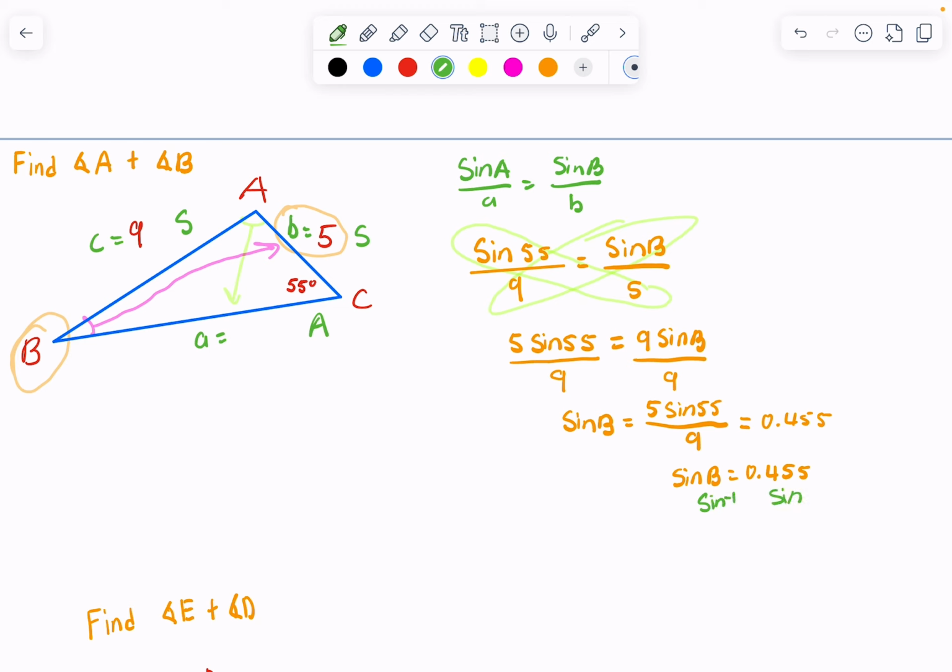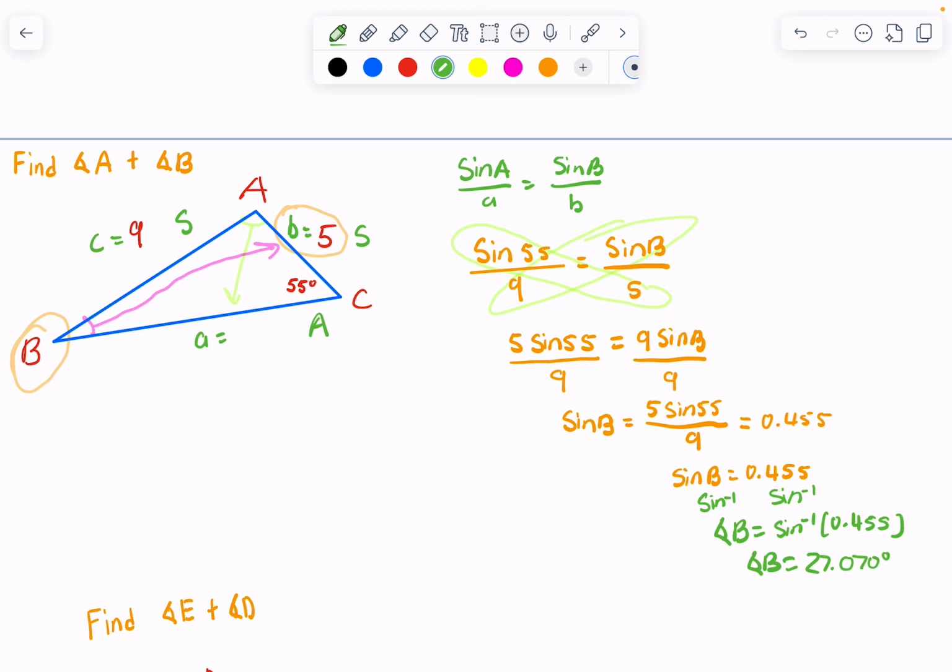So angle B equals the sine inverse of 0.455. So angle B is 27.07 degrees.